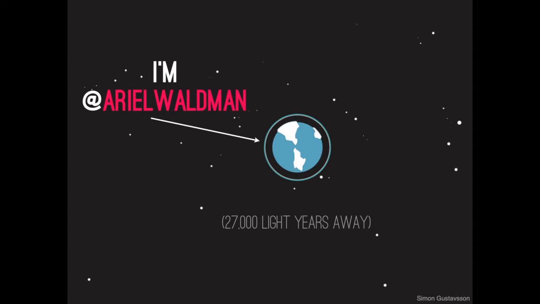So I'm Ariel Waldman. I live about 27,000 light years away from all of that. Those images are very much at the center of our galaxy, and Earth is about 27,000 light years away from all that. I find it really interesting to think about the history of what we know about our own galaxy and about our own universe. This is a fascinating image.